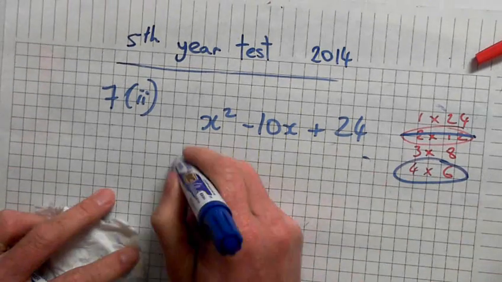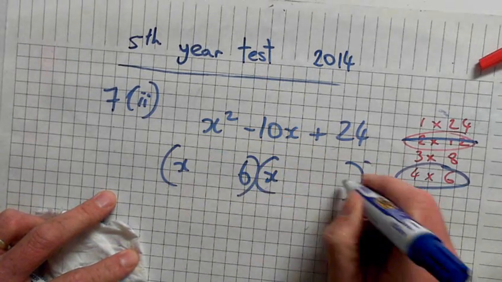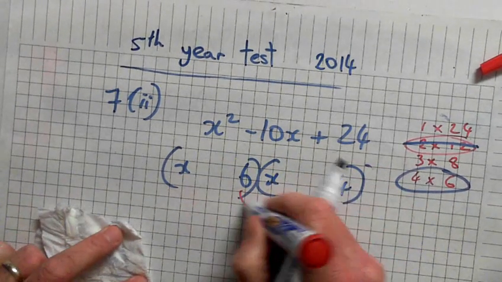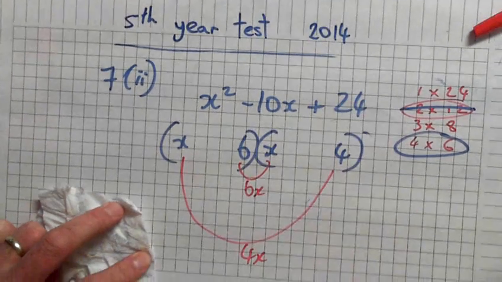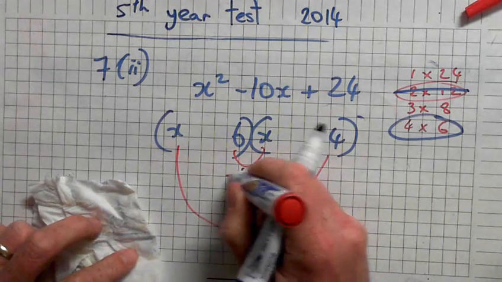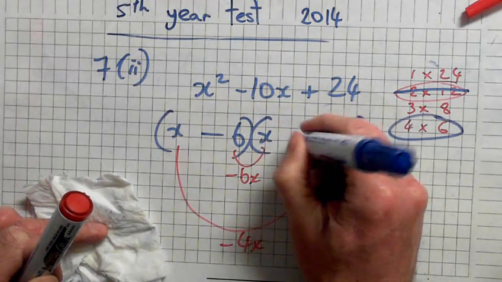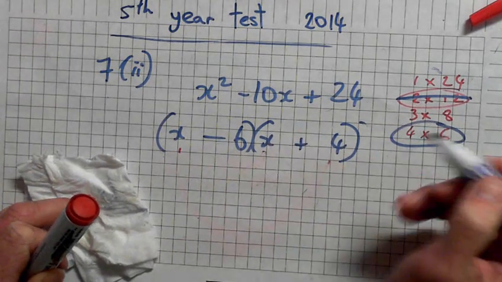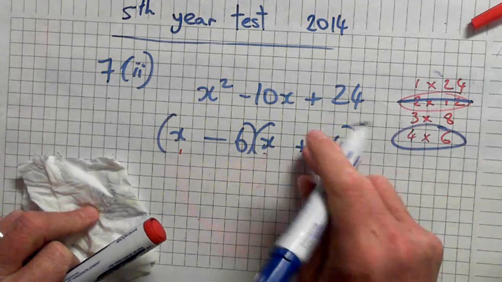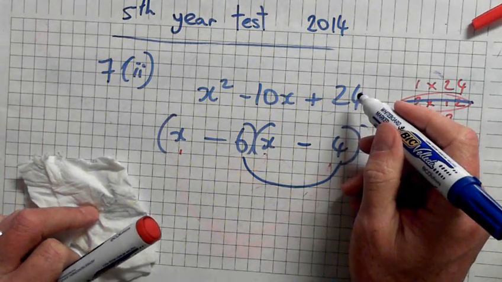6 and 4 add up to 10, so we'll try that. It's trial and error. 6x, 4x. How do I get minus 10? I need a minus 6 and a minus 4. So this sign goes left, this sign goes right. How does that work? If I multiply minus 6 times minus 4, I get plus 24.